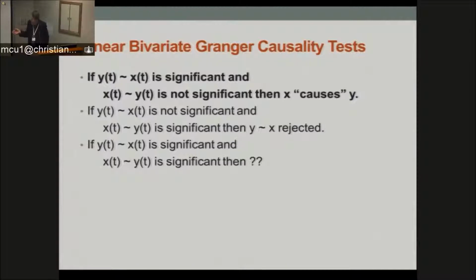However, if it's not significant in the direction we want and it's significant in the other direction, then we can't. We have to reject the fact that x causes y. If both of them are significant, then we're in a real quandary because we really don't know. We really don't have anything. We don't know what's going on. And then obviously if they're both non-significant, then we can conclude that they're not at all correlated.